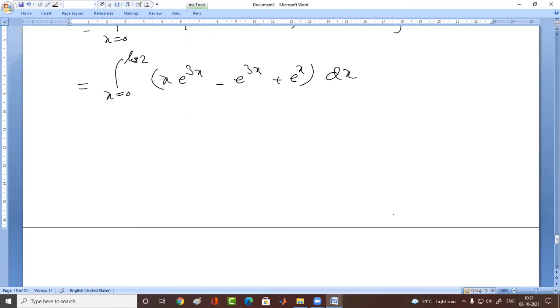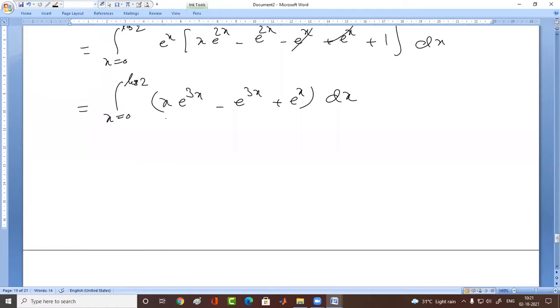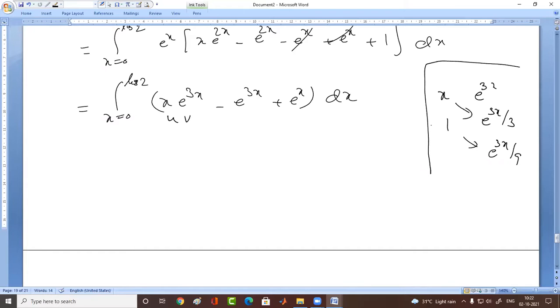Now again, integral of uv, or the shortcut trick. x derivative is 1, e power 3x integration is e power 3x by 3. Again, integration is e power 3x by 3. So multiply these two, with signs plus or minus. Now, if you multiply these two: x e power 3x by 3 minus e power 3x by 9, plus e power x.